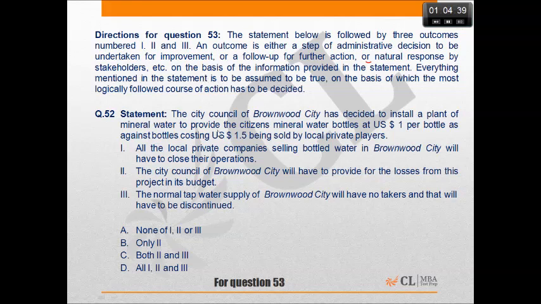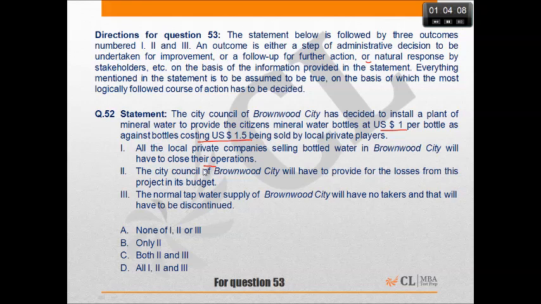The City Council of Download City has the right to install a plant of mineral water, which provides mineral water at $1 per bottle, as against the bottle costing $1.5 sold by private players. There are three outcomes. We need to say which of the following is a logical outcome. All local private companies selling will have to close down their operations.